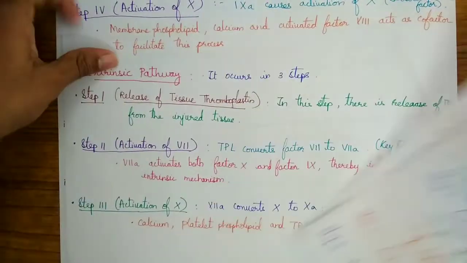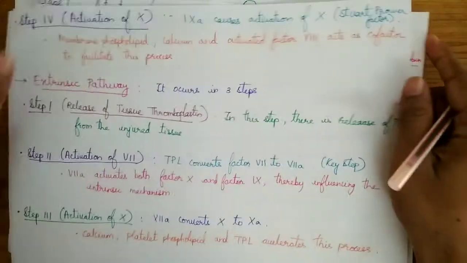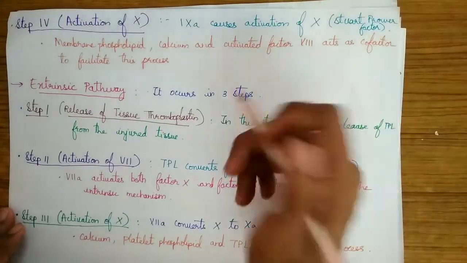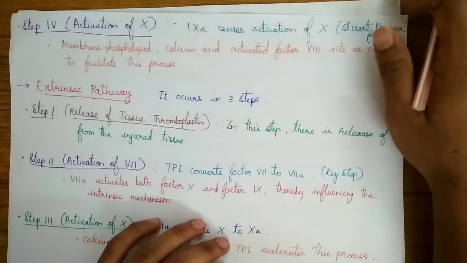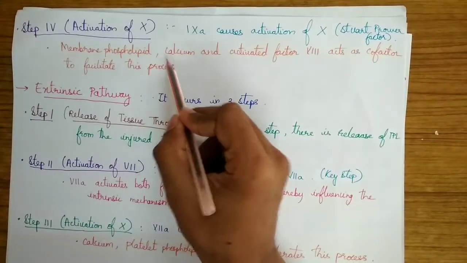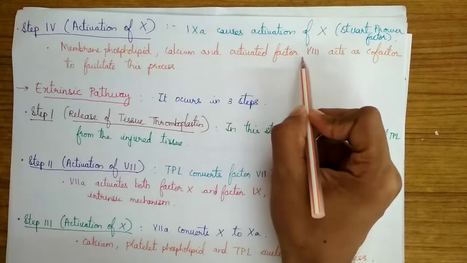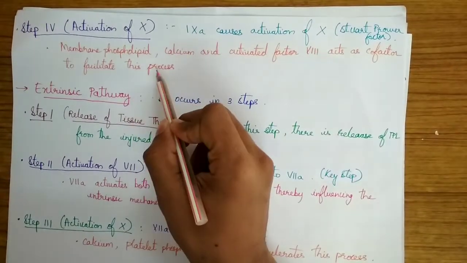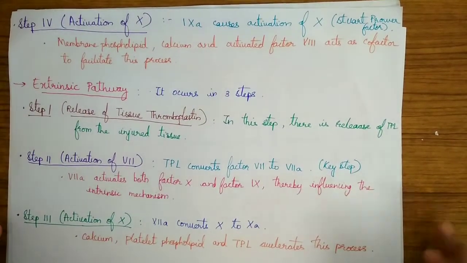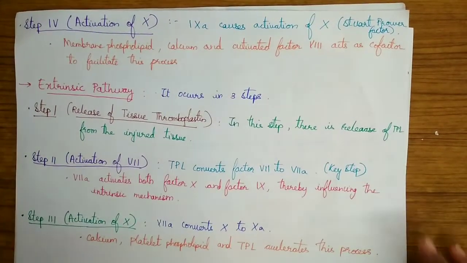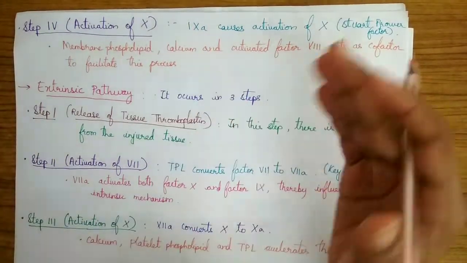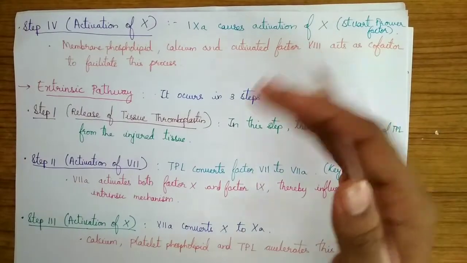Step 4 is activation of clotting factor 10 or Stuart-Prower factor. The activated clotting factor 9 causes this activation of clotting factor 10. The membrane phospholipid, calcium and activated factor 8 act as cofactors to facilitate this process. So you can see this as a positive feedback mechanism. For example, one factor activates another factor and this goes on.